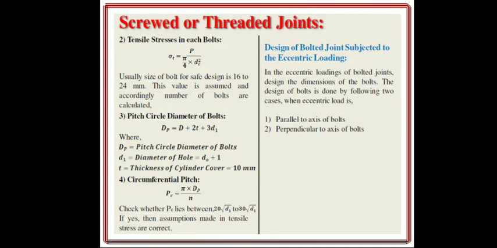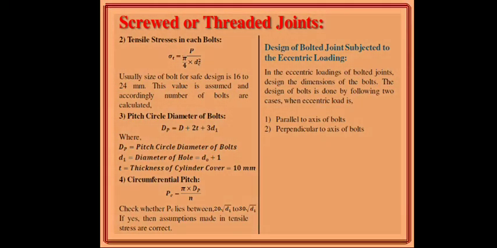Now the tensile stress in each bolt, where sigma t is equal to P upon pi by 4 into dc square. Usually the size of the bolt for safe design is 16 to 24 mm, and this value is assumed, and accordingly the number of bolts is calculated. So by using that formula, you can find out the tensile stress, sigma t.